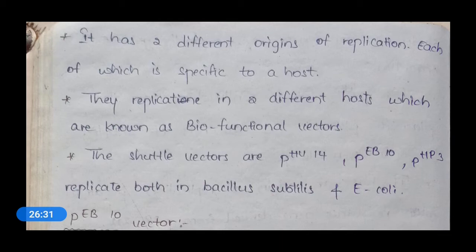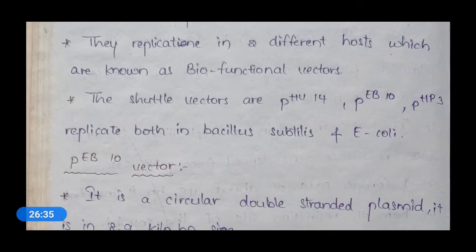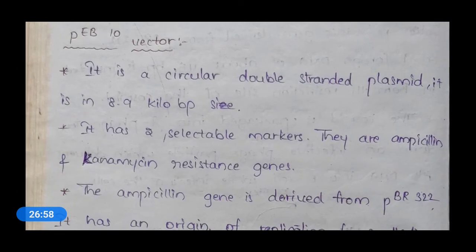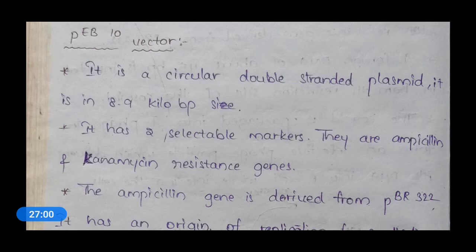And the best examples of shuttle vectors are pHP14, pEB10, pHP3 and pEB10. So these are the important shuttle vectors, and they replicate in both Bacillus subtilis and Escherichia coli. Now let's take pEB10 as the best example.